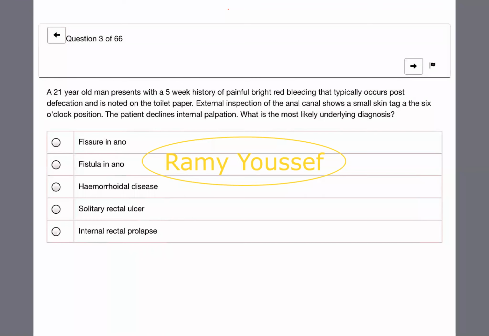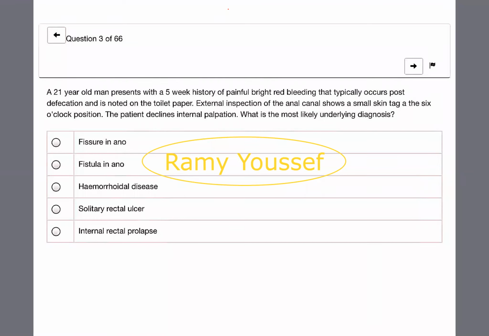Exactly, it is fissure in ano. Fistula in ano? No, this is fissure. Okay, a young patient with a short history of painful, bright red bleeding, typically after defecation or with defecation.